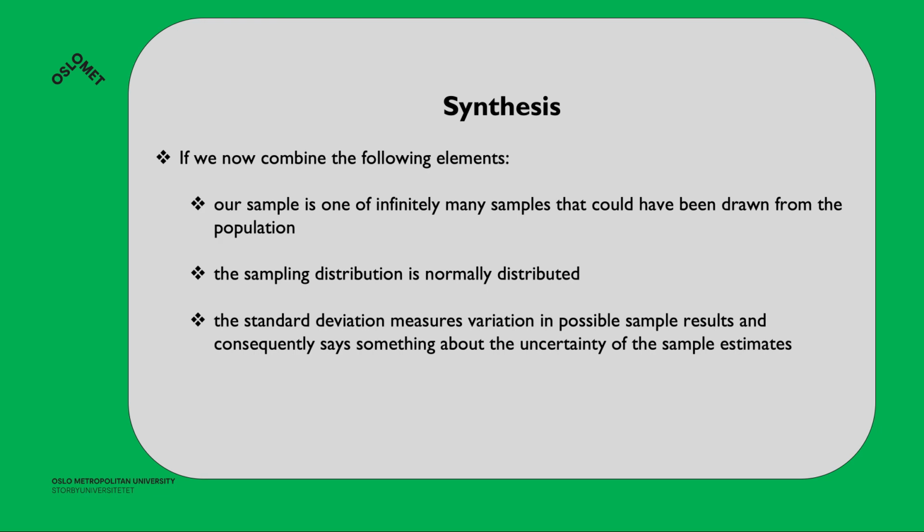And the sampling distribution is normally distributed, and the standard deviation measures the variation in possible sample results and consequently says something about the uncertainty of the sample estimates. Since this is just a sample of a population, estimates based on this sample are uncertain, and the standard deviation says something about that uncertainty.